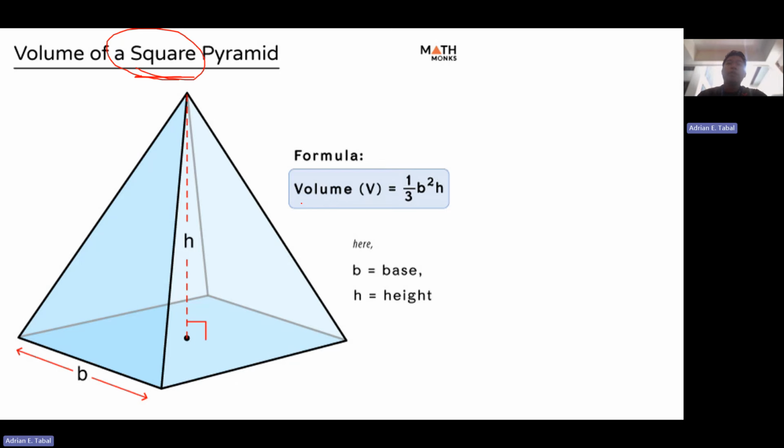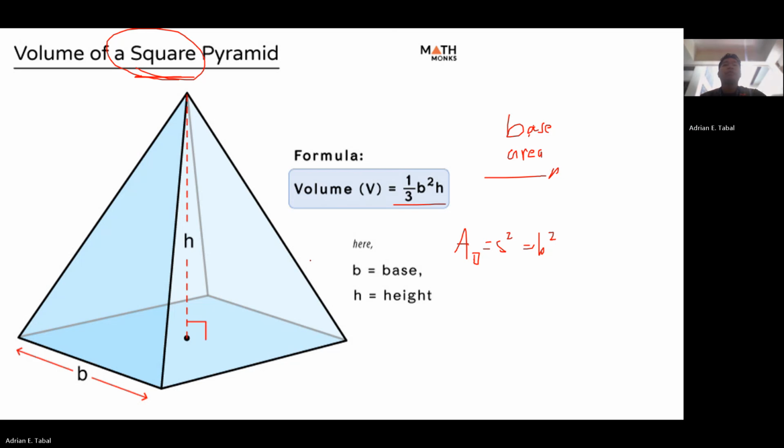To find the volume of a pyramid, we follow the formula one third times B times height. B meaning the base area, the area of the base. Since the base is a square, to find the area of the square, that is equivalent to s squared. So we use B as our variable.